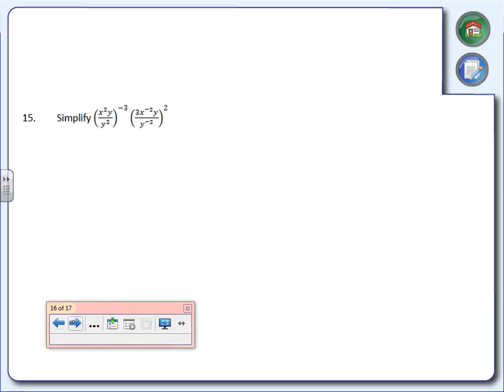And the last one, number 15. We've got to know some rules of exponents here. So I'm going to start with this one. I need to take this negative 3 right here and multiply it with all the other exponents inside the parentheses. Here we go. We're going to have x to the negative 6, y to the negative third, and y to the negative 6. All I did was take all the exponents and multiply them with the negative 3.